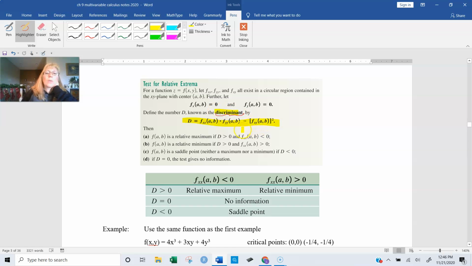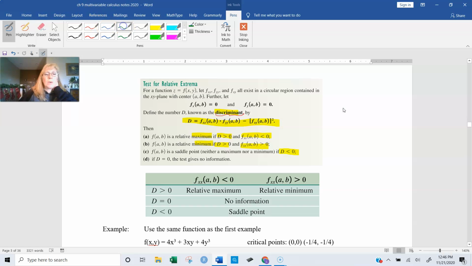Now we take that discriminant and we have to decide if it's greater than 0. All right, then we have a max or a min. If the f of double x is less than 0, it's a max. If it's greater than 0, then it's a min. Now, if the D is less than 0, it's a saddle point. If it is equal to 0, we didn't get any information and we have to do something else. So we hope for less than or greater than. Less than is the easiest, I would agree.